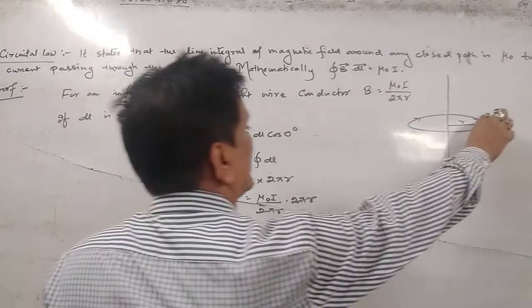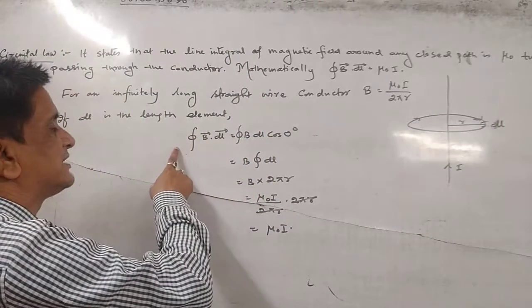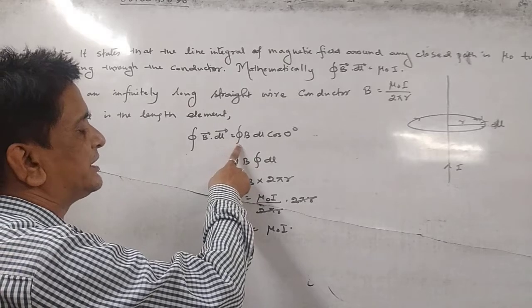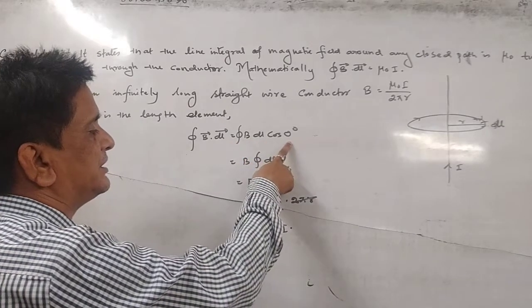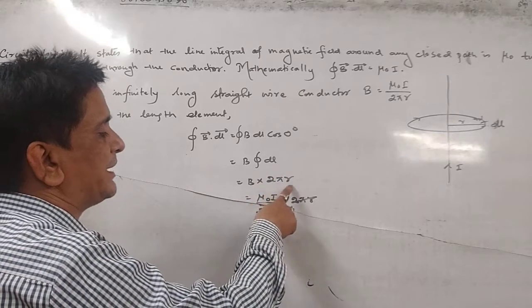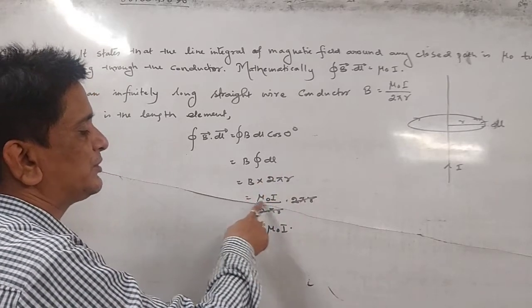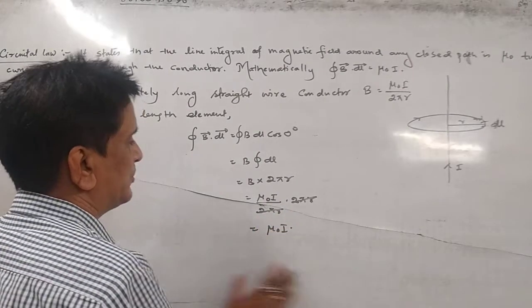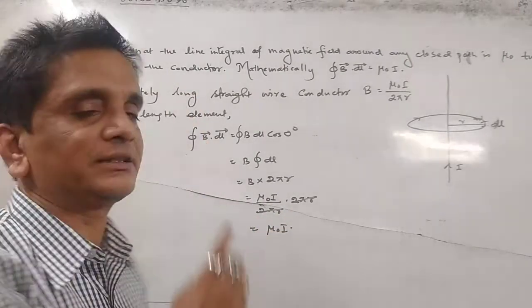As we have taken dl as the length element, closed integral of B vector dot dl vector equals closed integral of B dl cos 0 degree, equals B closed integral of dl, equals B into 2 pi r, which equals mu naught I divided by 2 pi r into 2 pi r, equals mu naught I, which proves our Ampere circuital law.